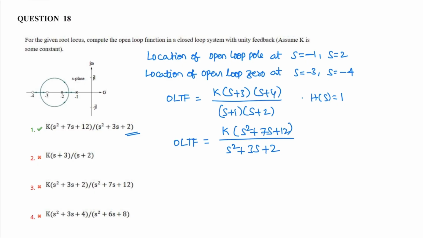So from this open loop transfer function, calculate the closed loop transfer function. For this closed loop transfer function, obtain the characteristic equation, and for this characteristic equation, apply the RH criteria. Then the value of K for marginal stability is determined. But our problem is restricted to calculating only the open loop transfer function.